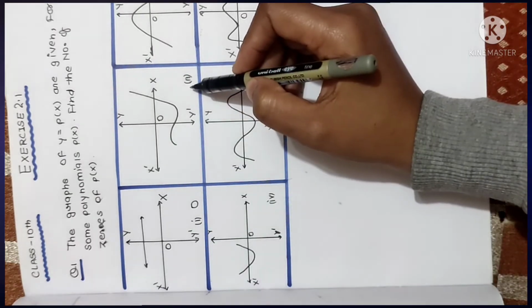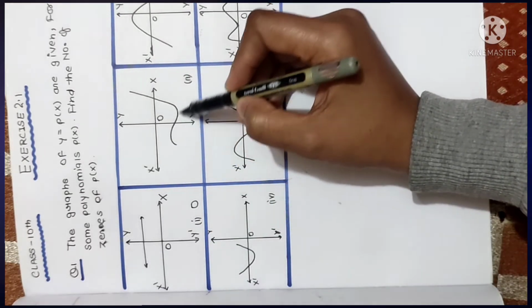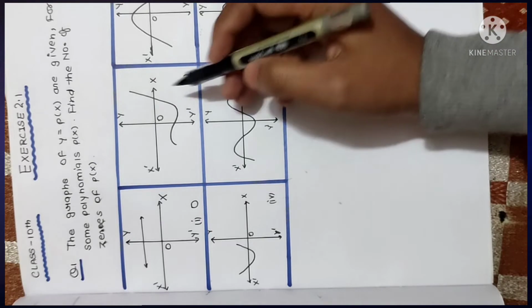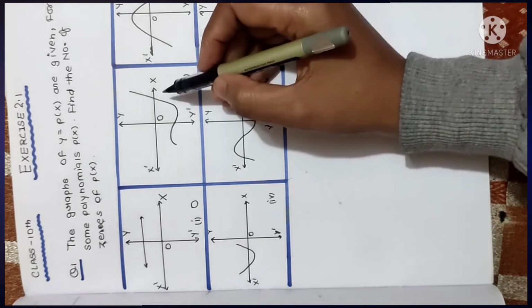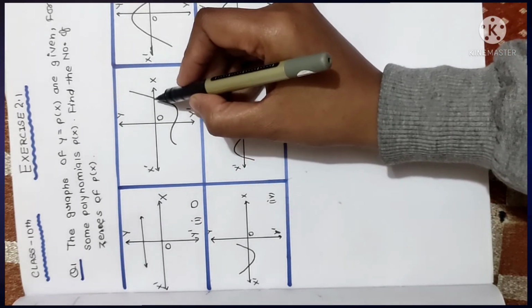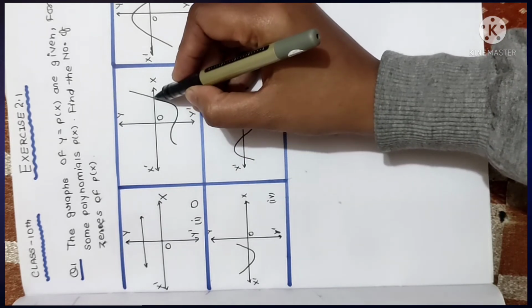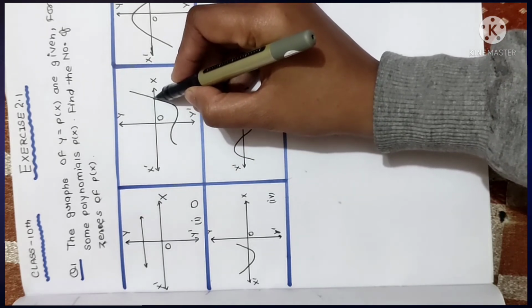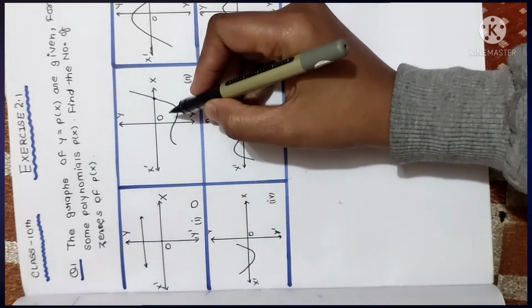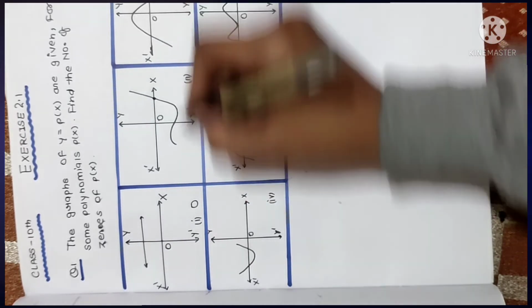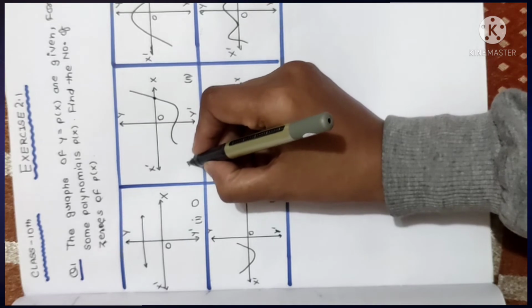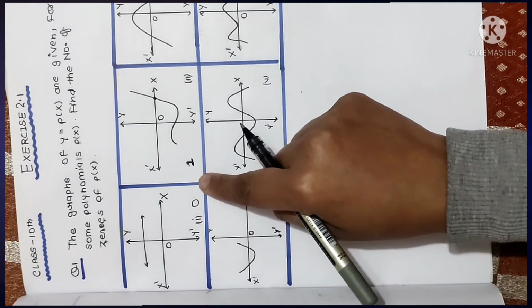Now the second graph, here you can see this is your graph. How many zeros do we have here? Here you can see the x-axis, and this curve is cutting the x-axis at one point, this point. So here the number of zeros is 1. I am writing here 1 as the number of zeros.